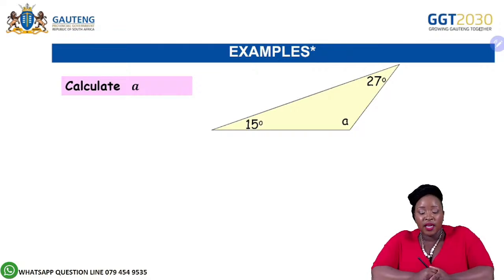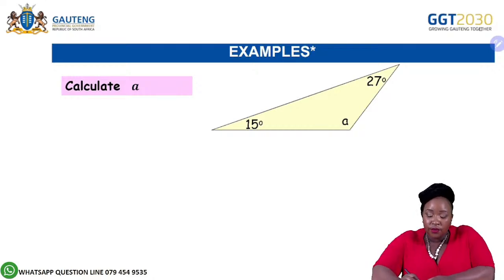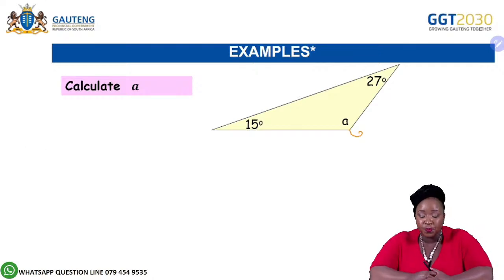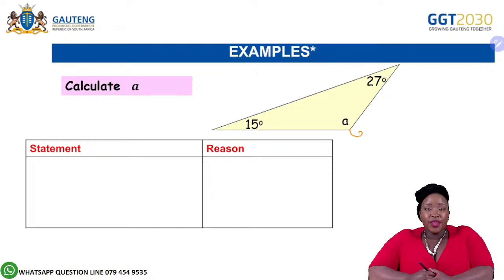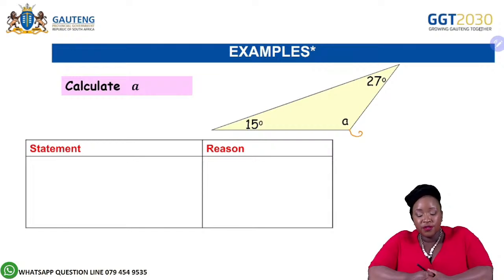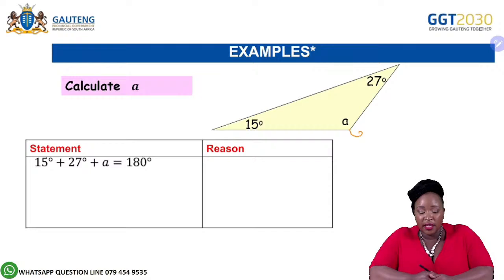Right. What type of triangle do we have here? Do you recognize this type of triangle? You should recognize this is an obtuse angled triangle, right? If you put your hook there, it looks like a hanger already, right? So with that, we are going to do some calculations. What will be our statement? It will be 15 plus 27 degrees plus A will give us 180 degrees. And the reason is the sum of angles in a triangle, right?